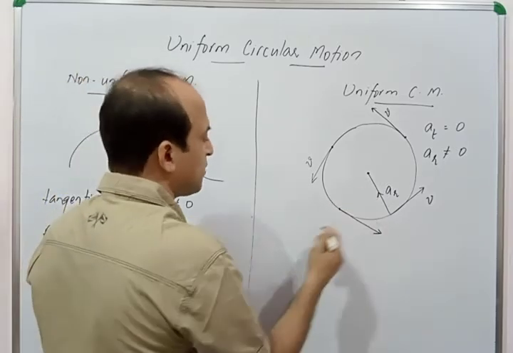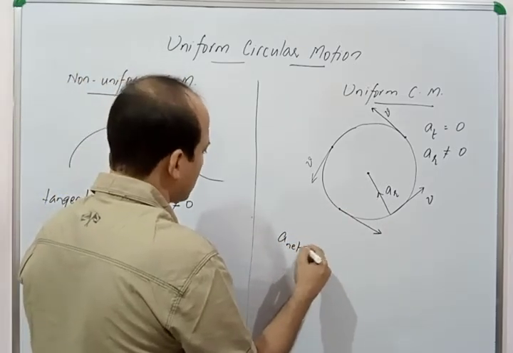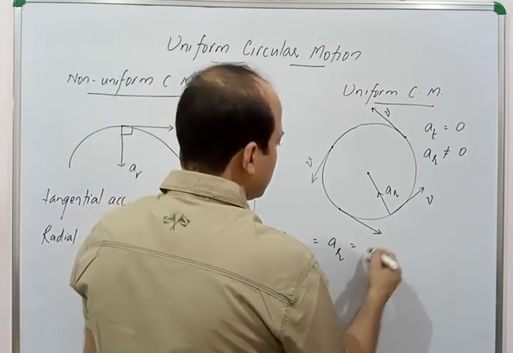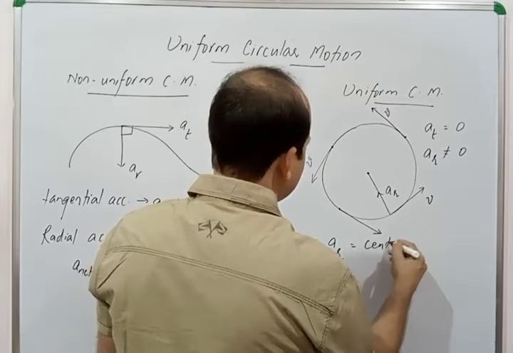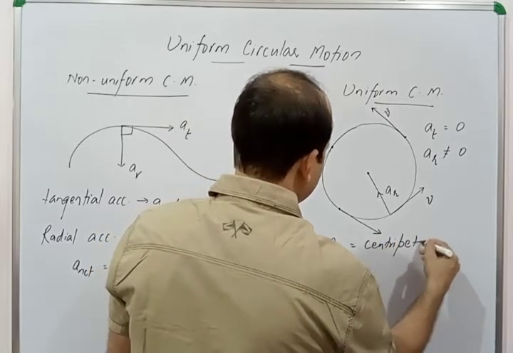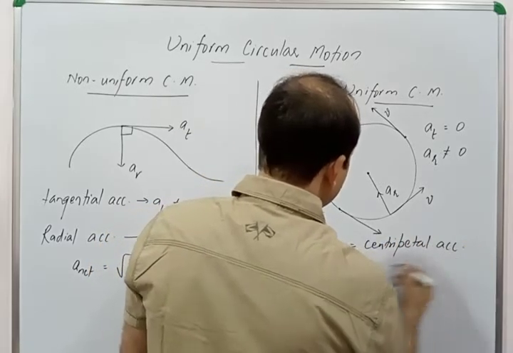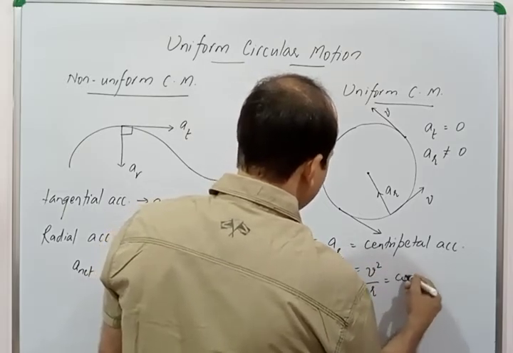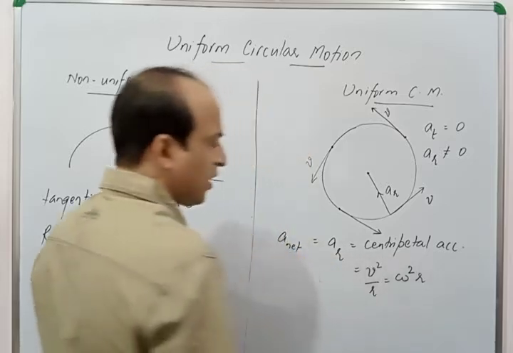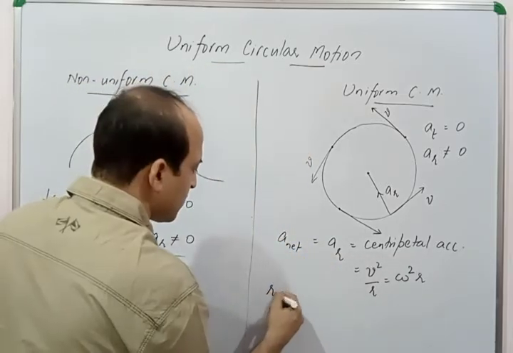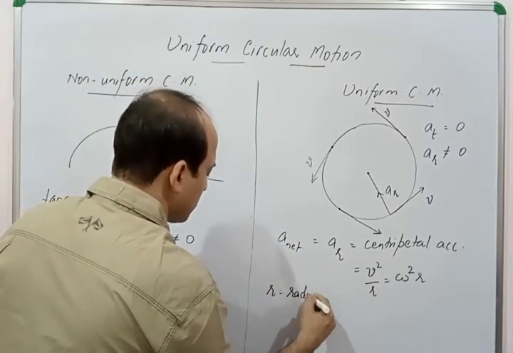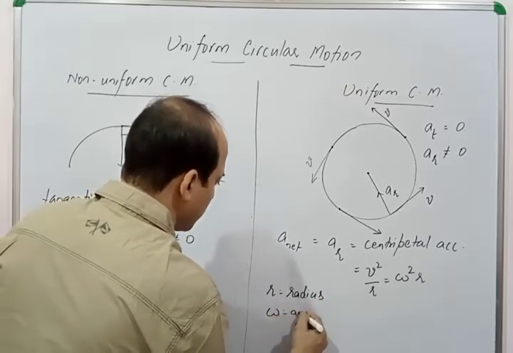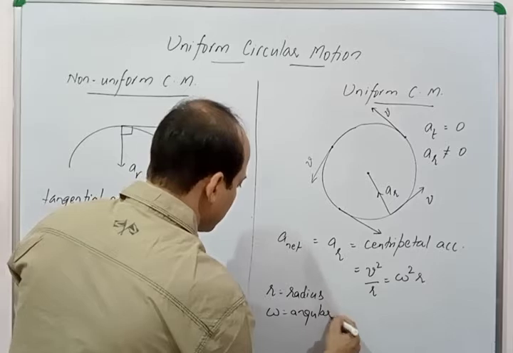Now in this case, if you ask me, what is the net acceleration? पूछना ही नहीं चाहिए, आपको पता है. It is AR. This AR is also known by another name, in this case centripetal acceleration, and the value of this acceleration is given as V square by R or omega square R. Now what is V? V is the speed, R is the radius of the circle in which the body is moving, omega is the angular speed. We will discuss it later on.